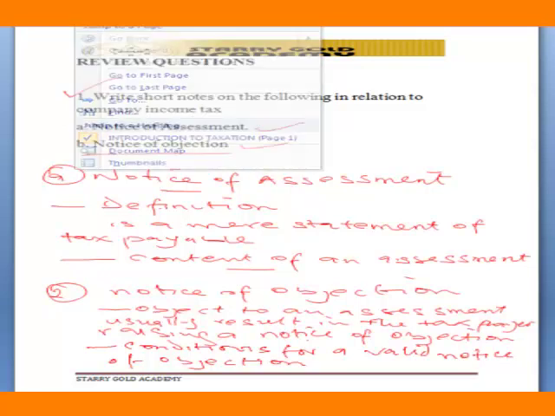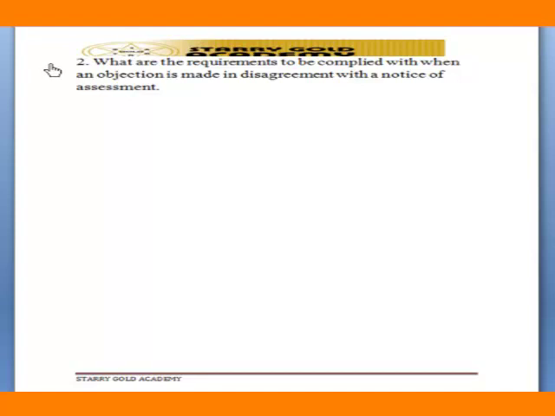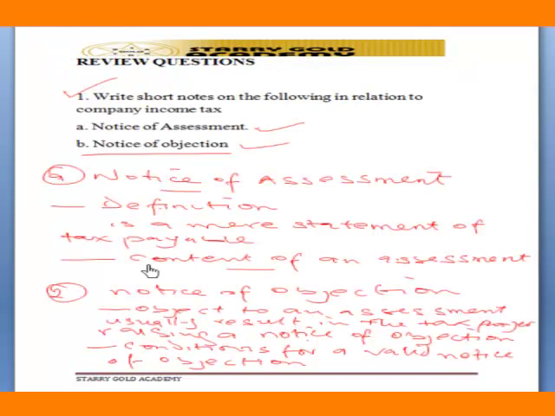What's the next question asking us? Here we are, number two. What are the requirements to be complied with when an objection is made in disagreement with a notice of assessment? To answer this question, you will have to look at question one. It is similar to how we answered question one. Remember, I asked you to put down the conditions for a valid notice of objection. You should list them down.